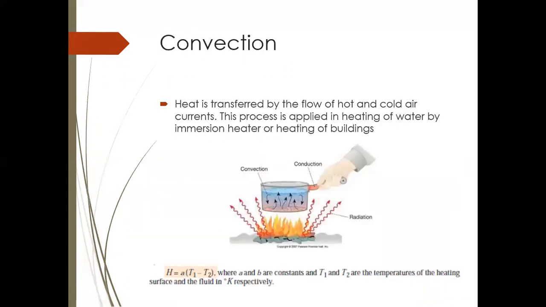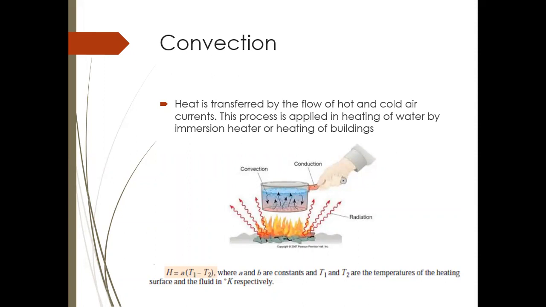Next is the process of convection heating. In this process, heat is transferred by the flow of hot and cold air currents. Again, hot and cold air currents are used to heat up different materials, metals, and liquids. This process is applied in the heating of water by an immersion heater, and the heating of buildings is also done using convection.